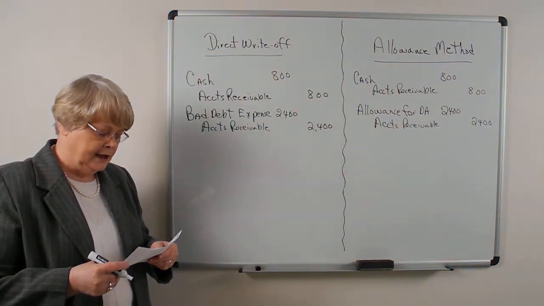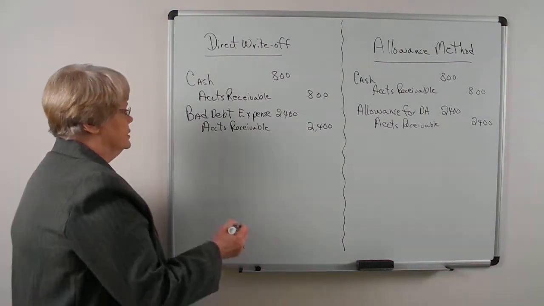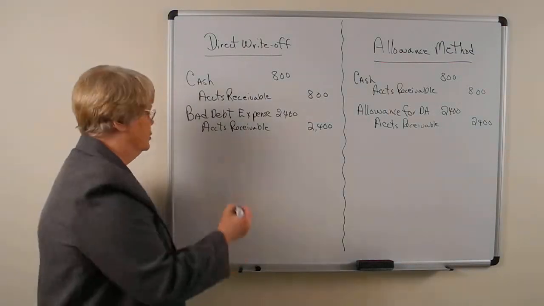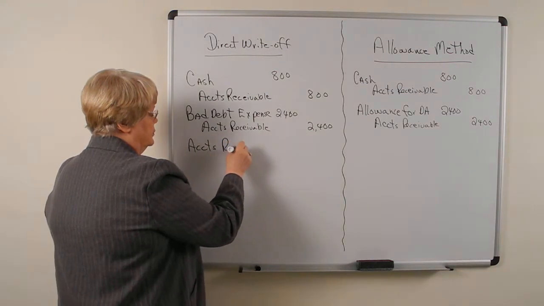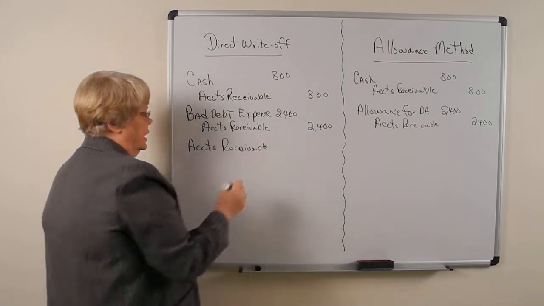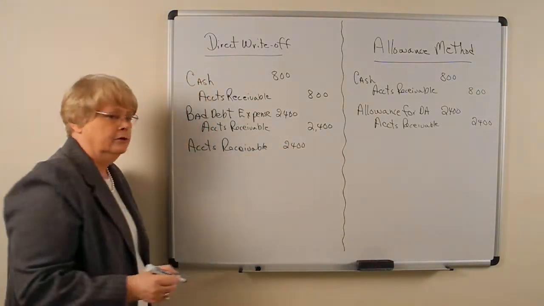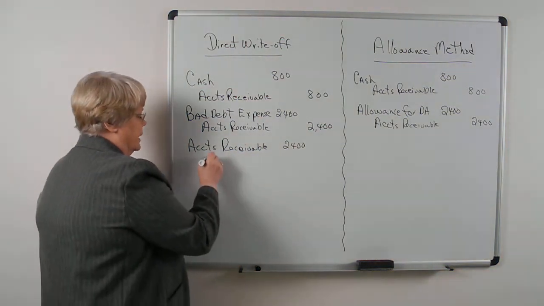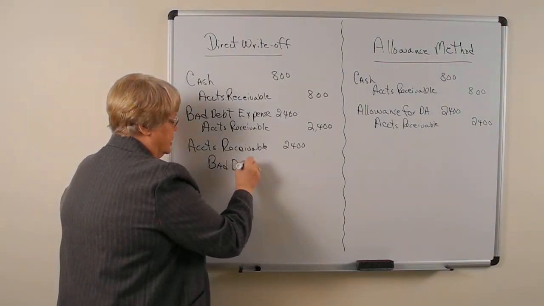All right, we reinstated the account and received $2,400 in full payment. So in order to receive the payment, we have to have the account on the books. We're going to reinstate the account, debiting accounts receivable for $2,400, and we're going to credit the account we used to write it off. In the case of direct write-off, it was bad debt expense. So we're going to credit bad debt expense.